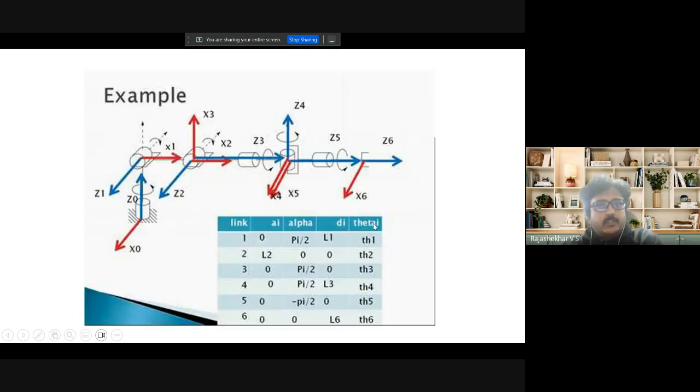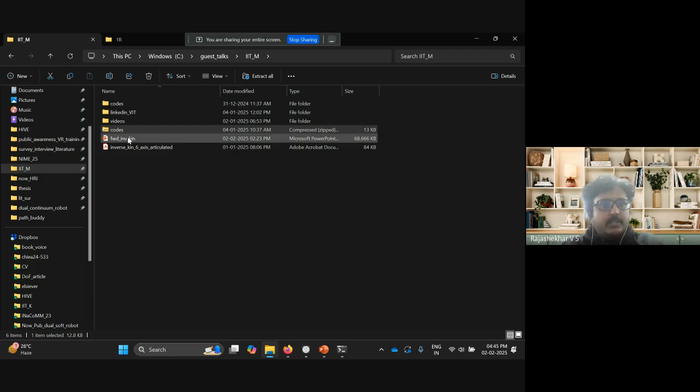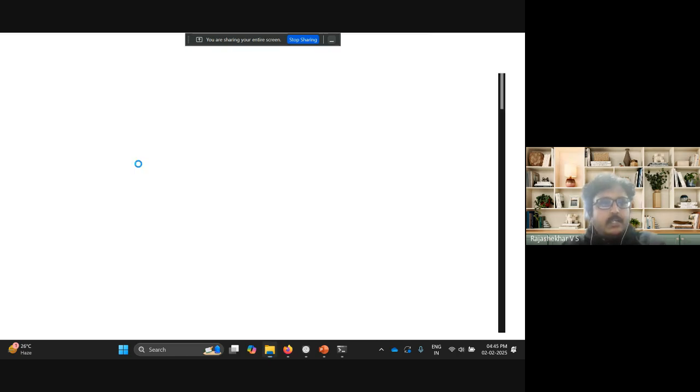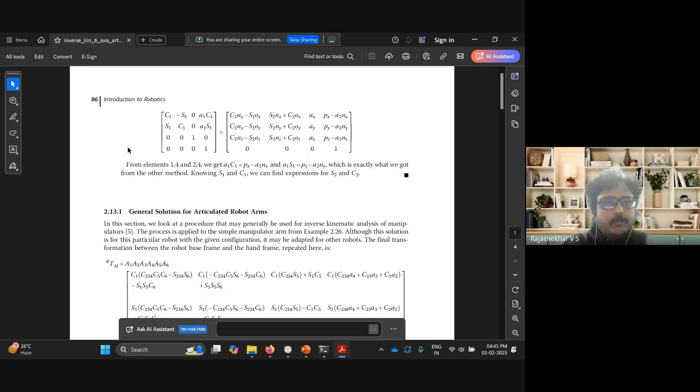This table and this diagram will help you in identifying the 4 values for the DH parameters. But before that, we will have a look at how to calculate the inverse kinematics. I hope you are able to see the screen.